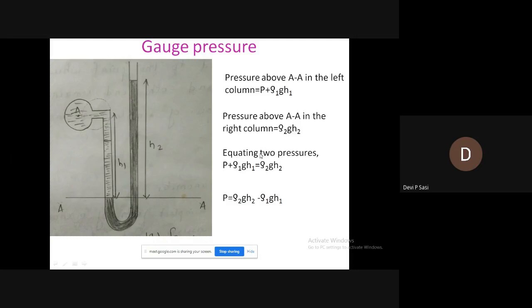To summarize, the pressure above the AA line in the left column is equal to the pressure above the AA line in the right column. So p plus ρ1 g H1 is equal to ρ2 g H2. Therefore, p is ρ2 g H2 minus ρ1 g H1.